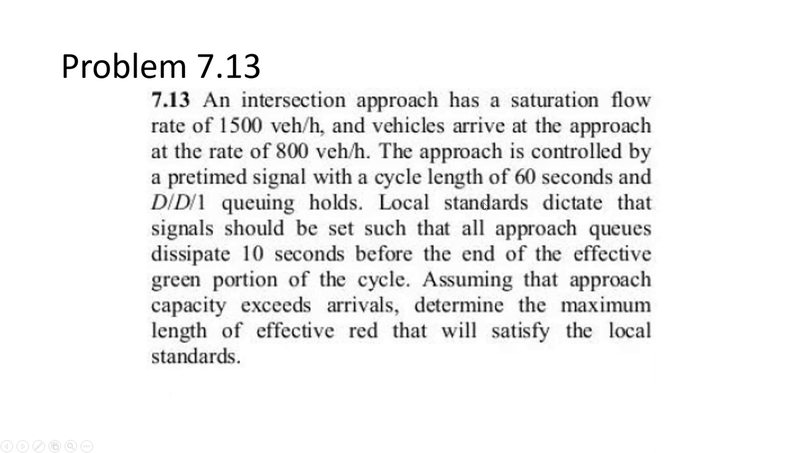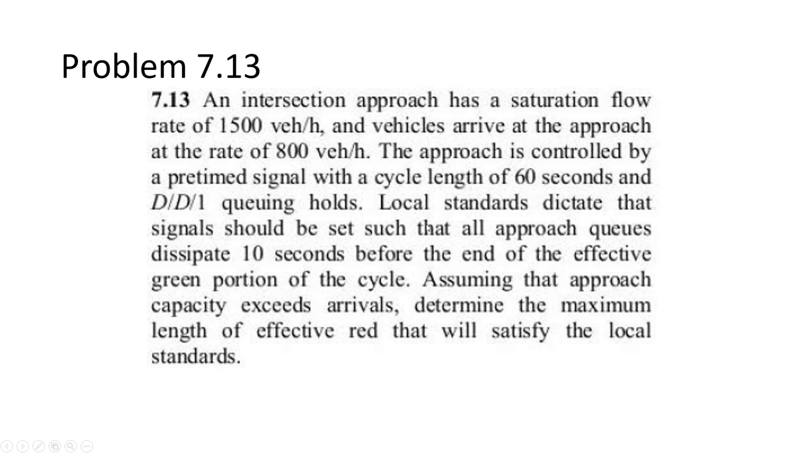So here are some sample problems which you'll get to practice on eventually in the homework. We've got an intersection with a saturation flow rate of 1,500 vehicles per hour. Cars are arriving at 800 vehicles per hour, so less than that saturation flow rate, right? And so we've got a pre-timed signal because that's what we can calculate easily. We've got a 60-second cycle length. We have D/D/1 queuing, which you remember from earlier, just means it's deterministic and there's only one lane.